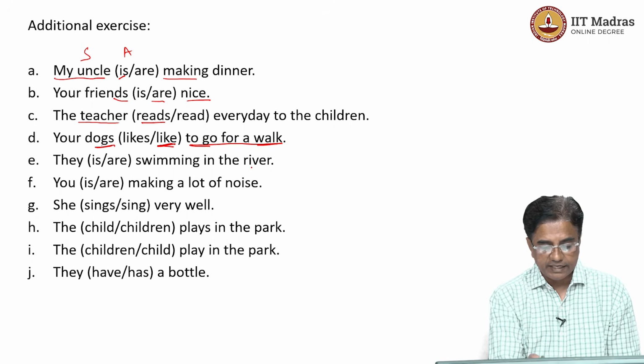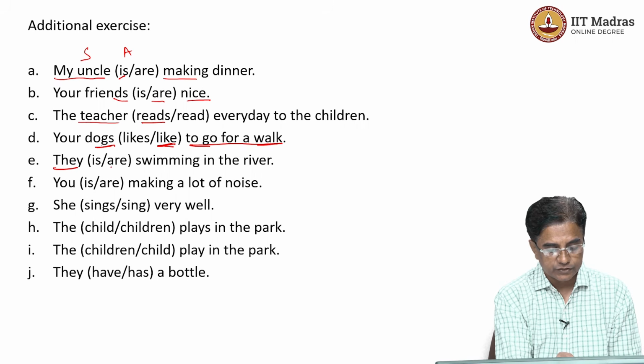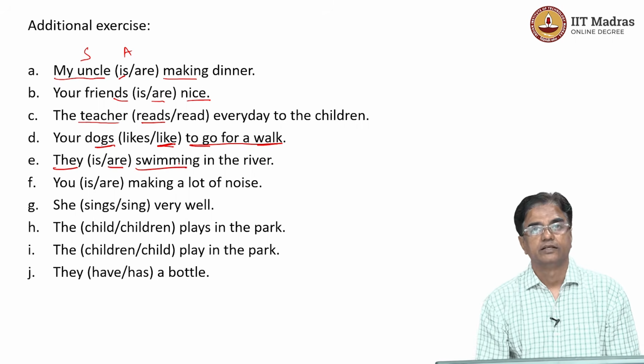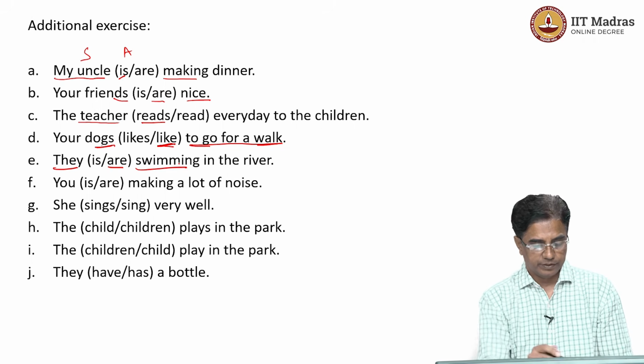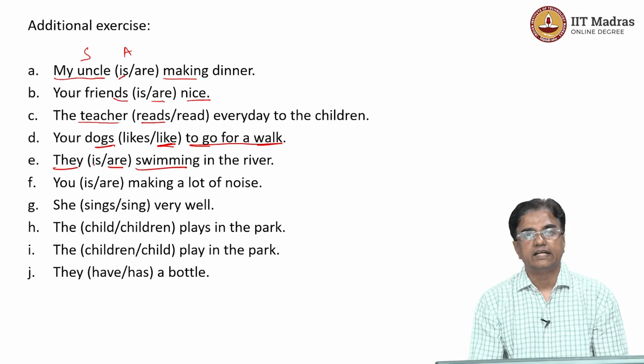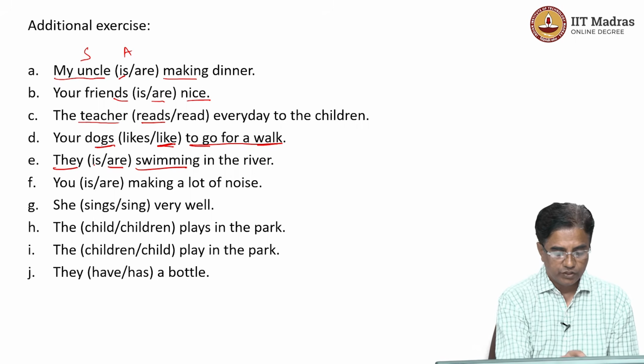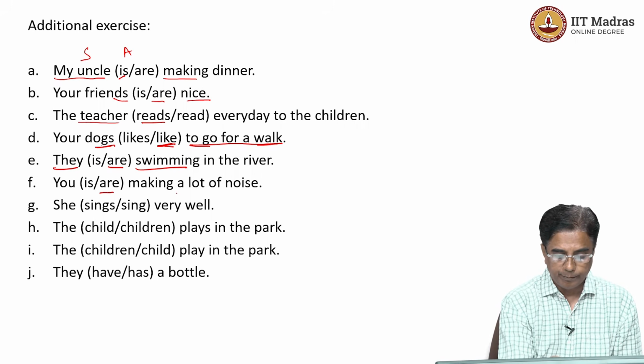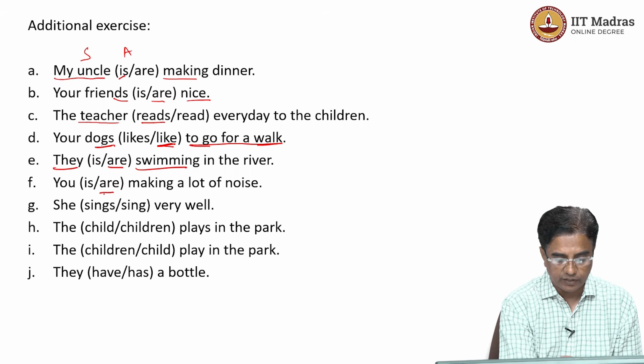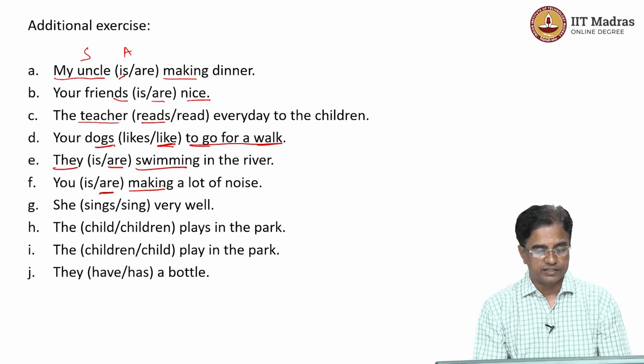They are swimming in the river. So they is plural. So are, this is an auxiliary verb, and swimming is the verb. Are as an auxiliary verb indicates tense. You are making a lot of noise. So are is the auxiliary verb, making is the main verb, a lot of noise.